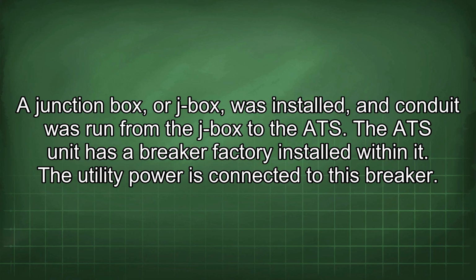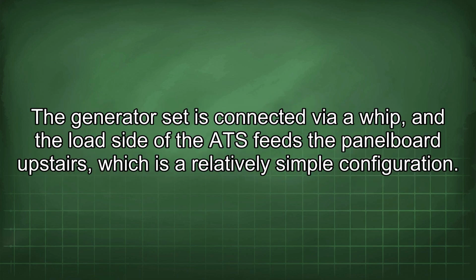The ATS unit has a breaker factory installed within it. The utility power is connected to this breaker. The generator set is connected via whip, and the load side of the ATS feeds the panel board upstairs, which is a relatively simple configuration.